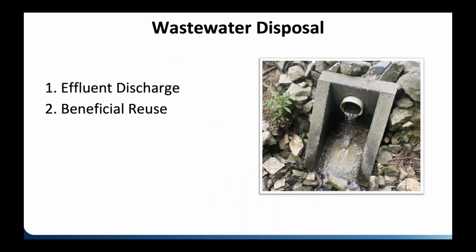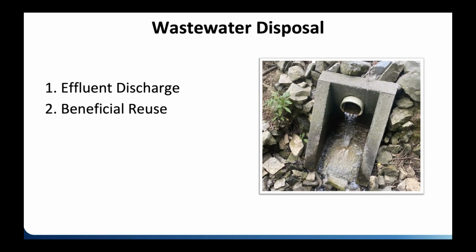Finally, you've got it all treated, you meet permit, how does it get out the back door? There's a couple of different things. This is one example here where you have a discharge point. Water flows into a river, stream, any kind of watershed, basically. You can see here, this is actually some effluent from one of our plants in Missouri. It looks beautiful, nice and clean, very, very well done.